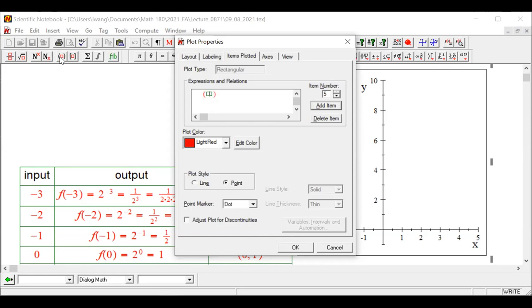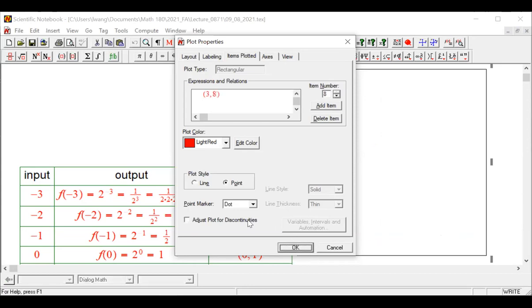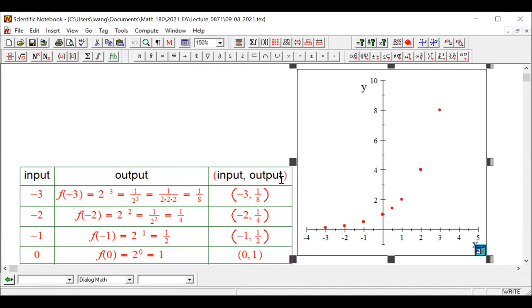And after that, input a half, output √2. And input 1, output 2. Input 2, output 4. Input 3, output 8. So we just plot point by point, one by one. Are you doing it? You can do it, right? Isn't that easy? Very easy.